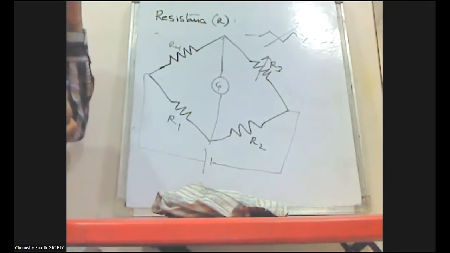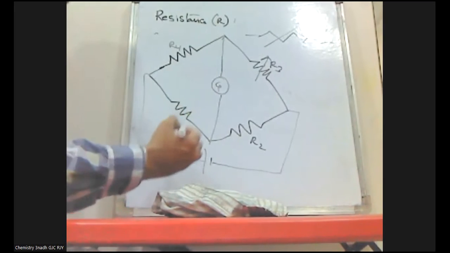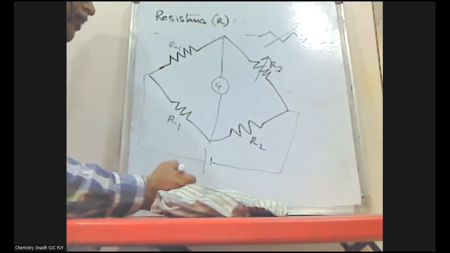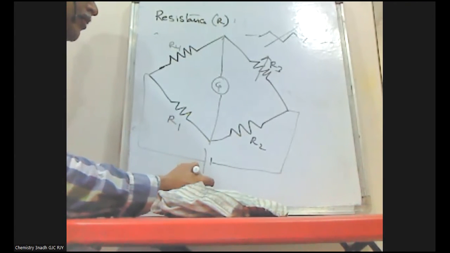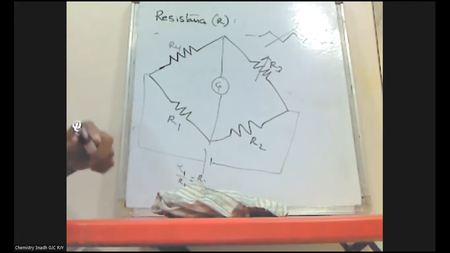When the bridge is balanced, the current flowing through the galvanometer becomes 0. At that condition, which is said to be balanced, R1 by R2 is equal to R3 by R4. If we know R1, R2, R3, we can determine the R4 value, the unknown resistance value.